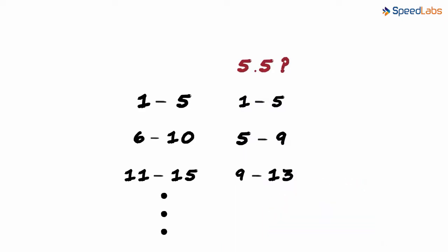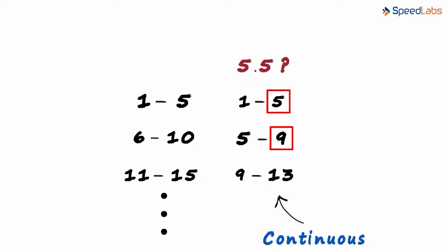What's so particular about these intervals? If you observe closely, the upper class limit of one class is equal to the lower class limit of the next class. Advantage? The number 5.5 will be included in this interval. This kind of grouping is called the continuous form of grouping. The upper class limit of one class is equal to the lower class limit of the next class.